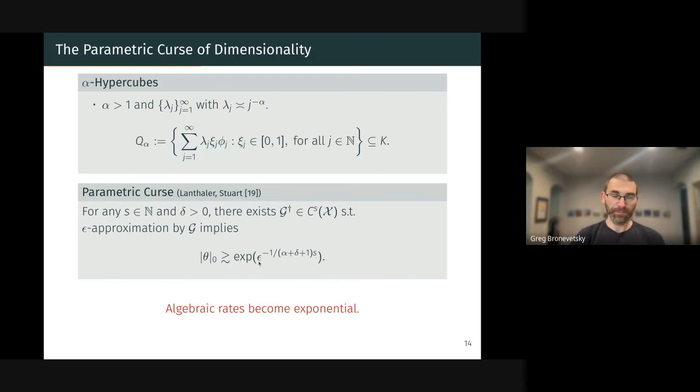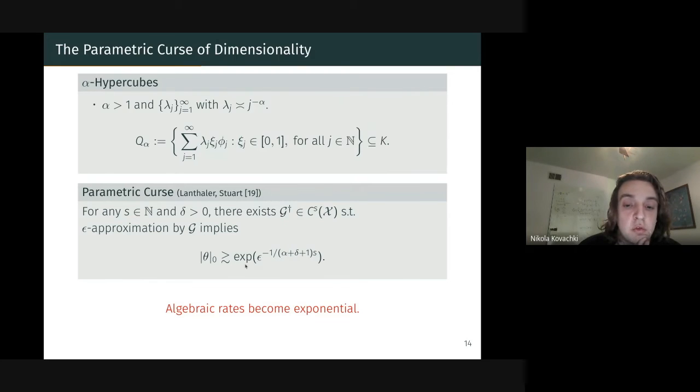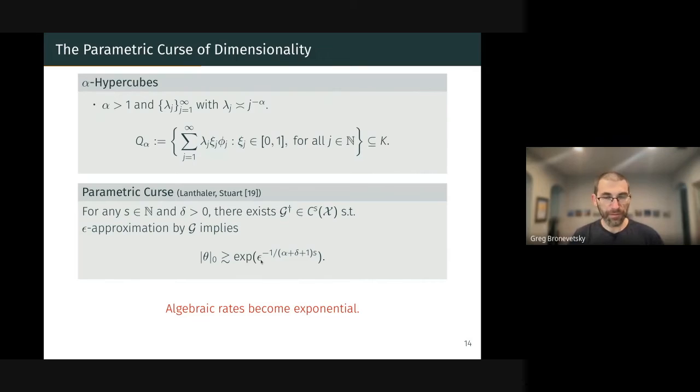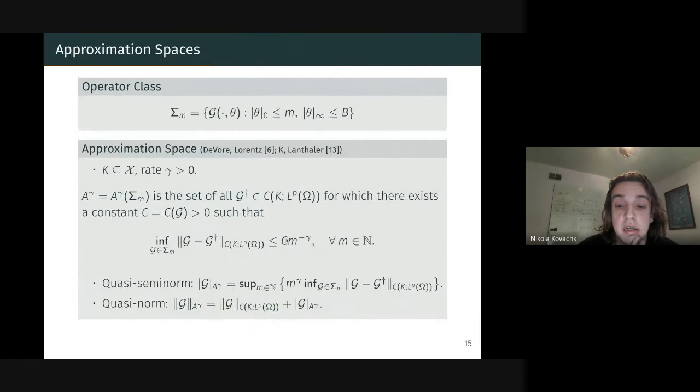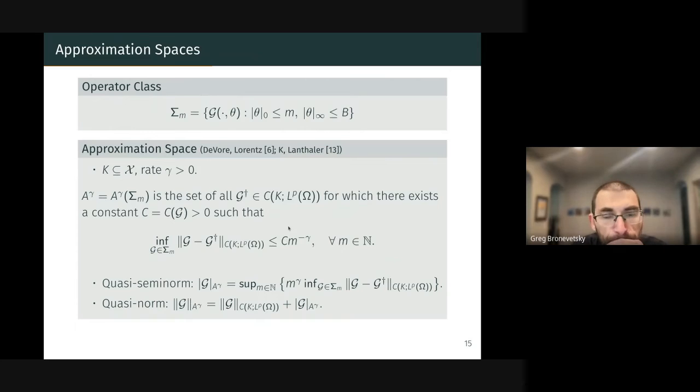I see. Okay. And so for an epsilon accuracy, an exponential number of parameters in epsilon to get to epsilon. In epsilon. Okay, good. Well, here, what I'm asking for is an algebraic number of parameters in epsilon. Okay. Yep. Thank you.